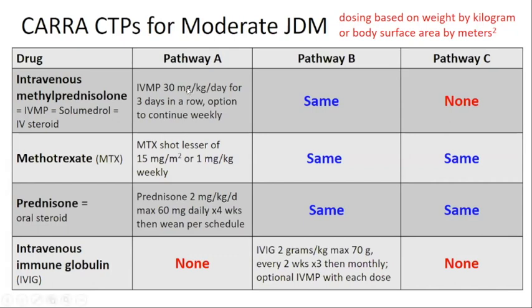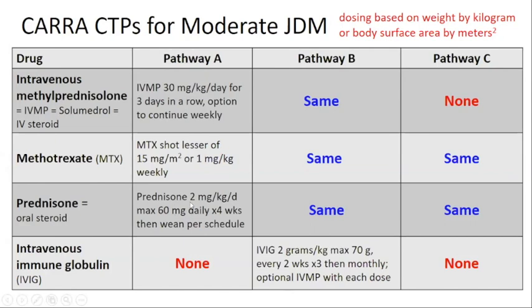For pathway A, we can use the steroids for 3 days in a row with an option to continue weekly IV steroids. Pathway B contains steroids as well, IV, and pathway C does not include IV steroids. The other steroid drug that is used in all 3 pathways is called prednisone, which is an oral steroid. When it's a liquid, it's called prednisolone.